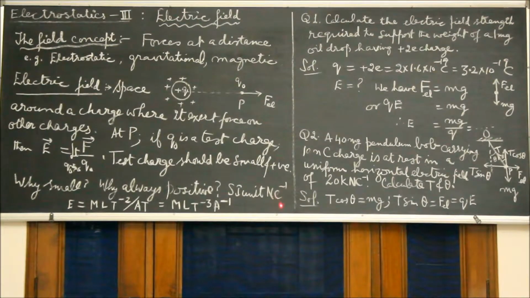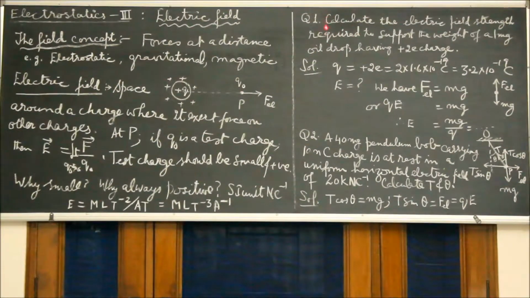The SI unit of electric field intensity is Newton per Coulomb because it is force over charge. Dimensionally, we have E equal to force, that is MLT^-2, divided by charge, which is current into time. So overall, the dimensions of electric field intensity happen to be MLT^-3 A^-1. The concept can be used to solve a few problems.